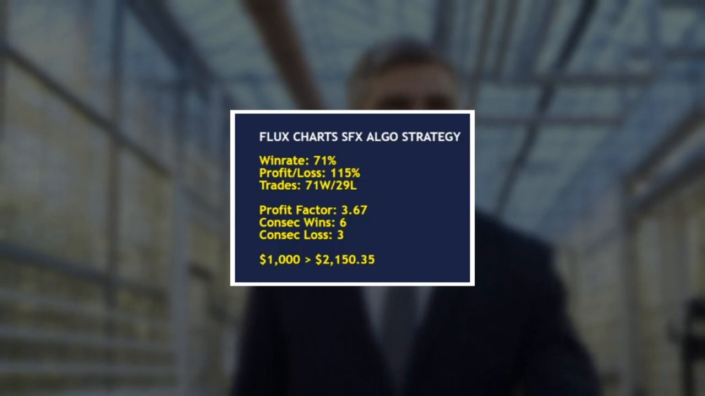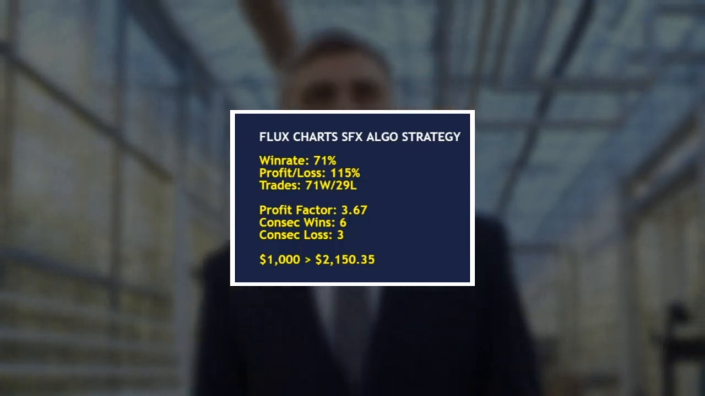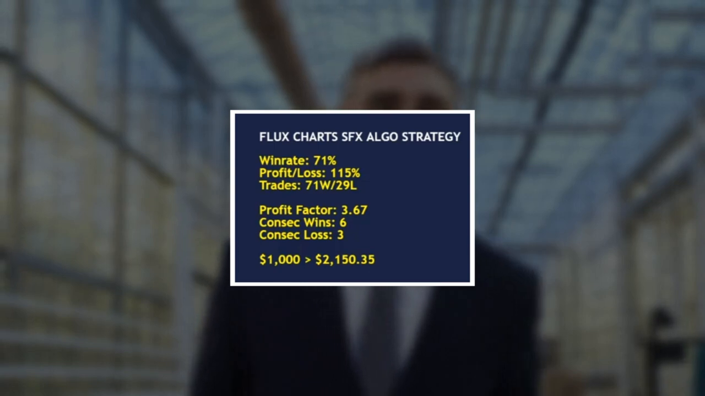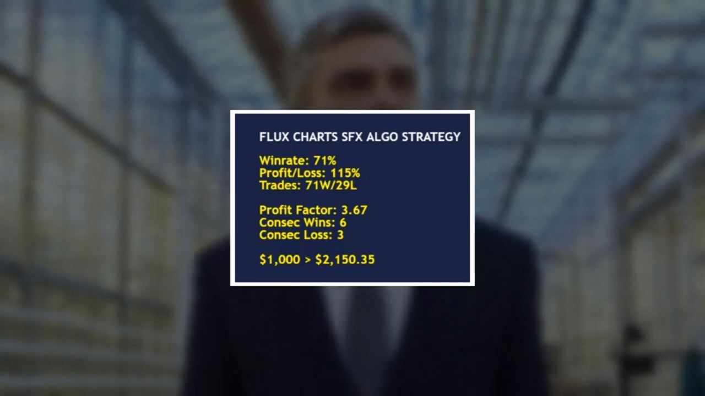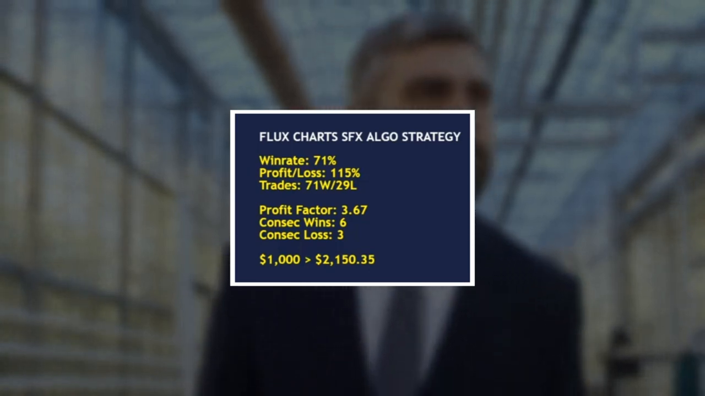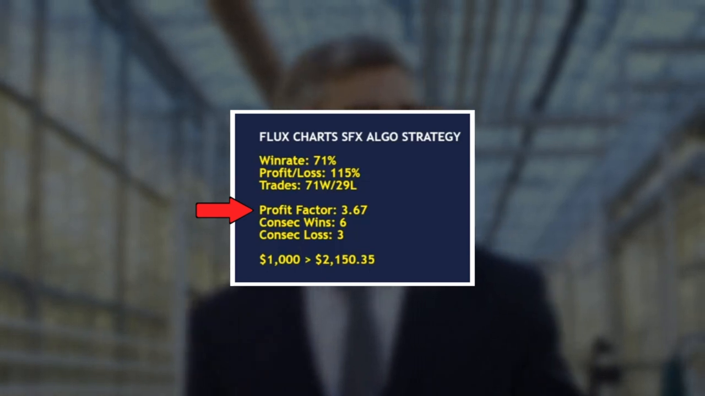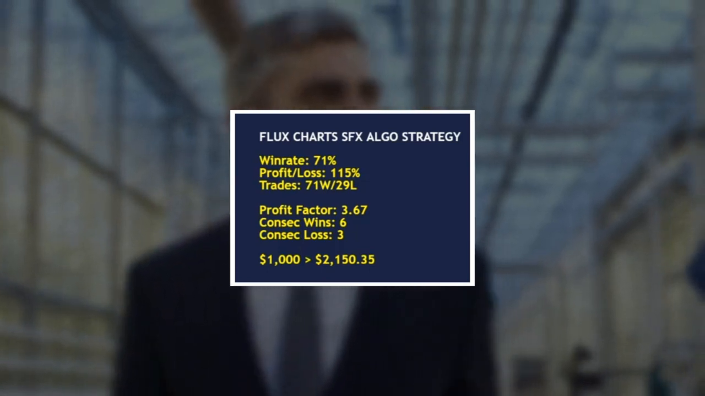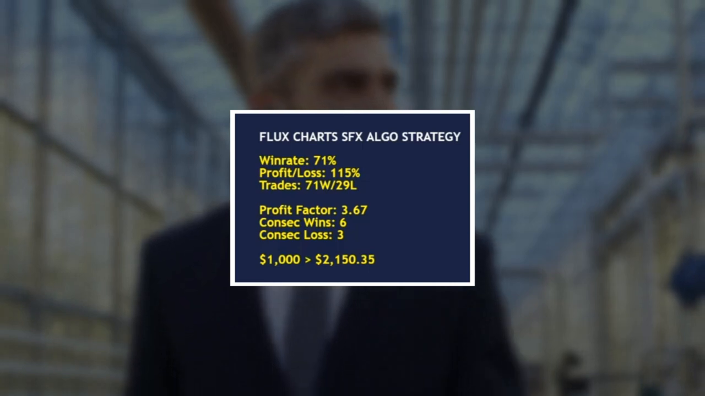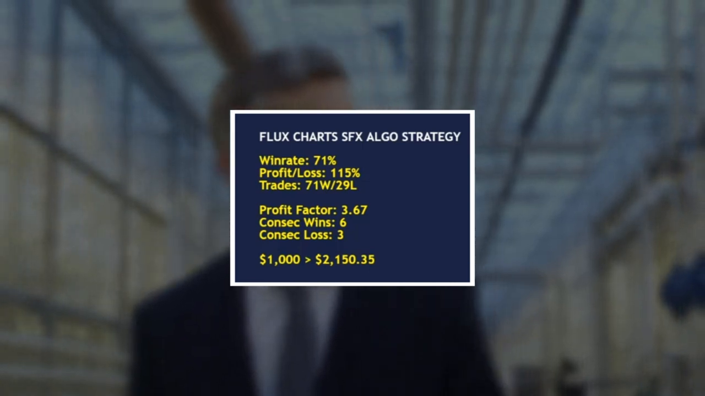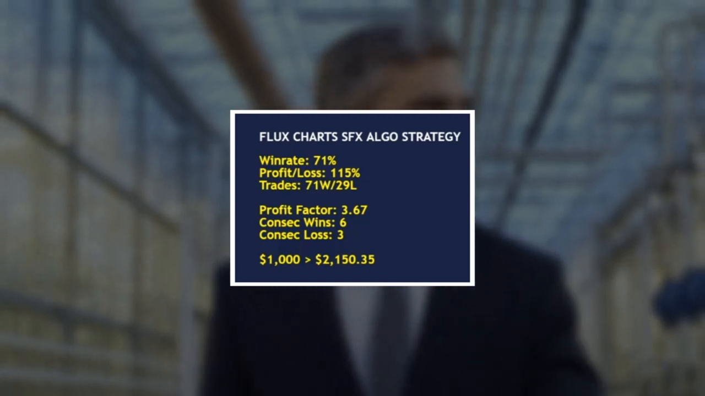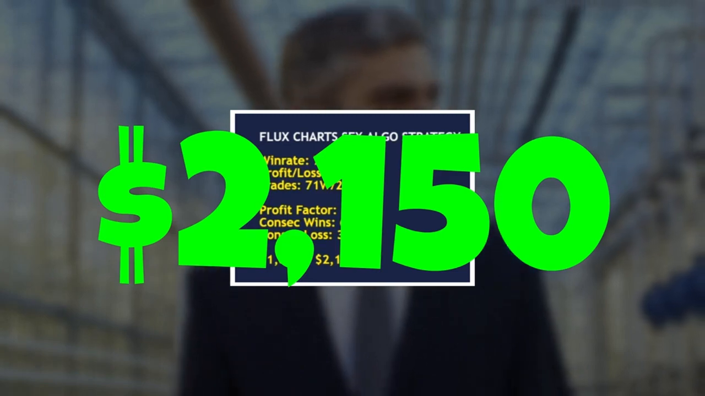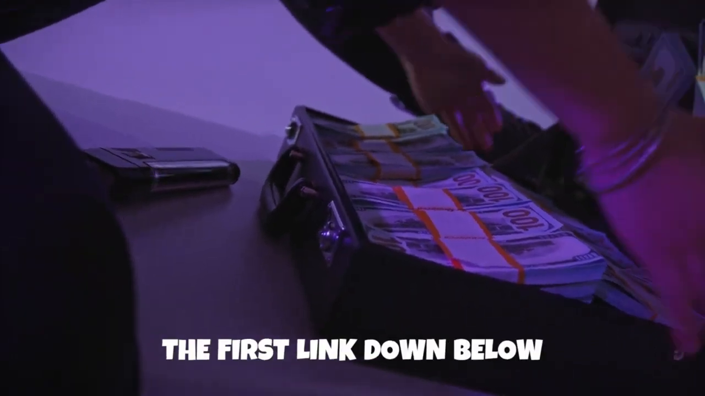And here are the results for the Flux Charts SFX Algo strategy. We had a win rate of an amazing 71%, giving us 115% profit on the account. And we had 71 wins and only 29 losses with a profit factor of 3.67. The best part about this is we had 6 consecutive wins over only 3 consecutive losses, which will do absolutely wonders for your psychology when trading. But we took the account from $1,000 all the way up to $2,150.